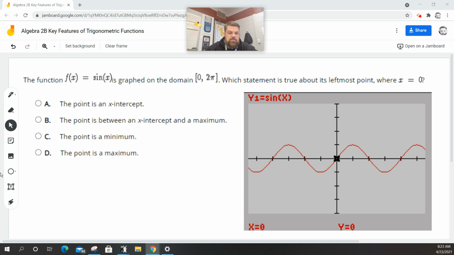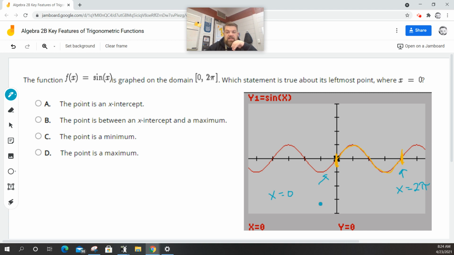So when they say from 0 to 2 pi, let me highlight what that is. 0 to 2 pi. So this is 0. This is going from here to here. This point right here to this point right here, this is x equals 0, and this is x equals 2 times pi.